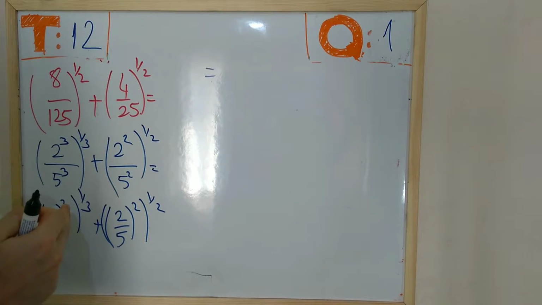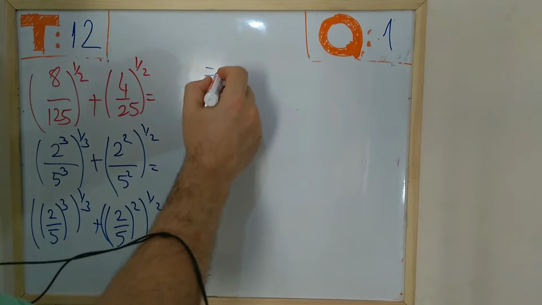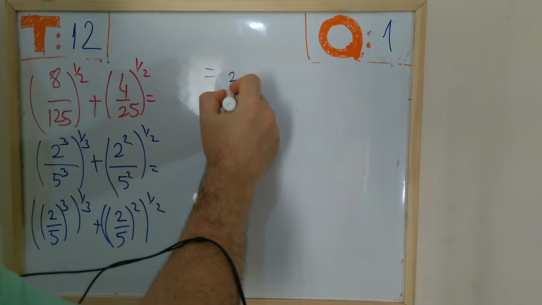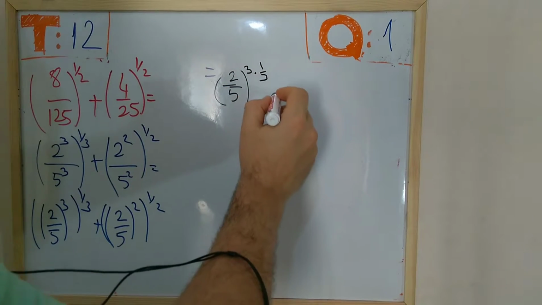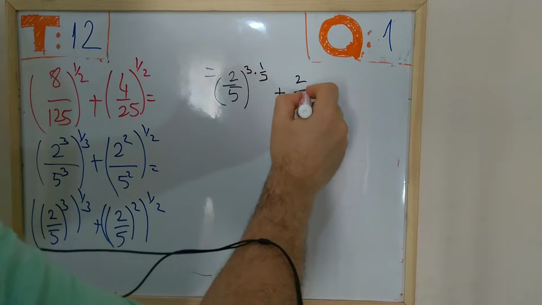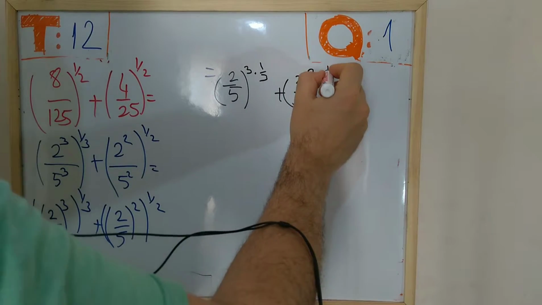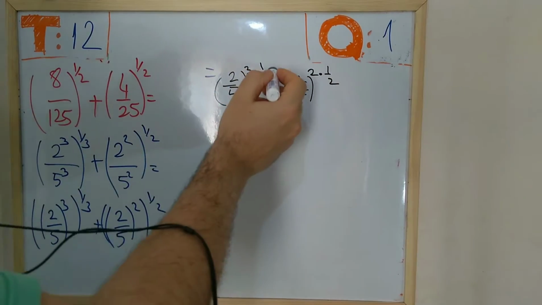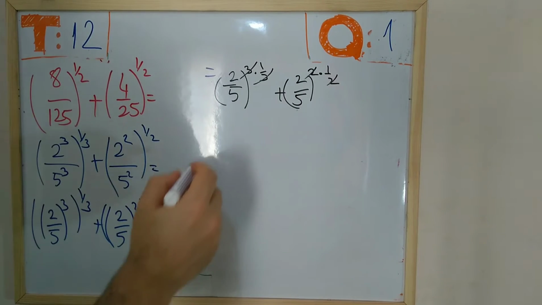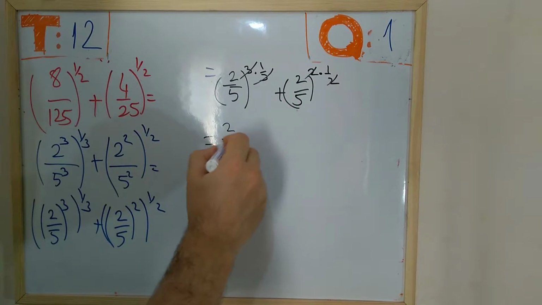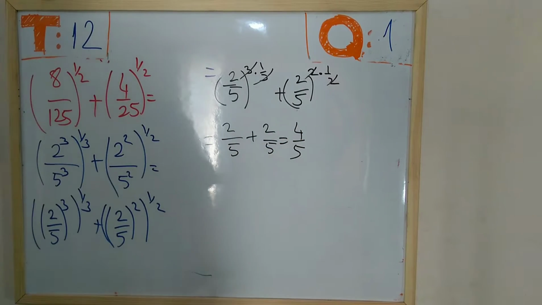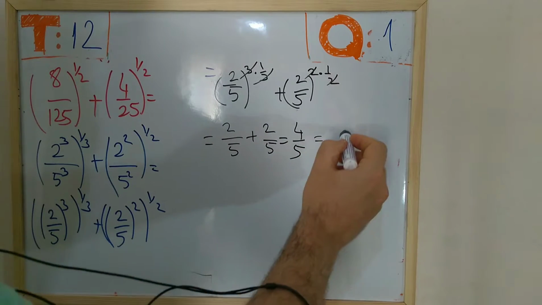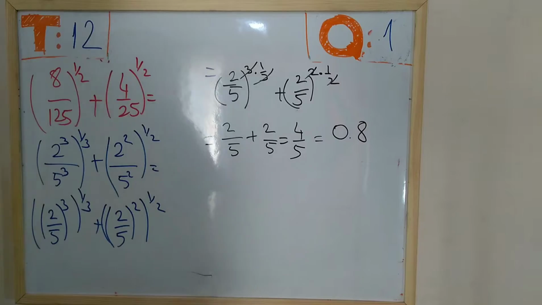Since we have two numbers here, we can have a multiplication like this. (2 over 5) to the power of 3 times 1 over 3, plus (2 over 5) to the power of 2 times 1 over 2. Since we can simplify these numbers, what we will have in our hands is 2 over 5 plus 2 over 5, which is equal to 4 over 5. But we don't have 4 over 5 in the choices. We have the decimal version of this number, which is equal to 0.8.